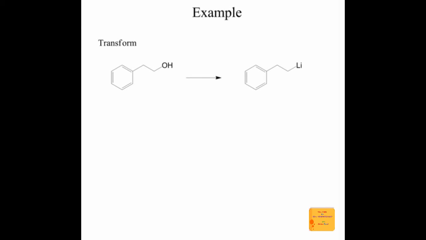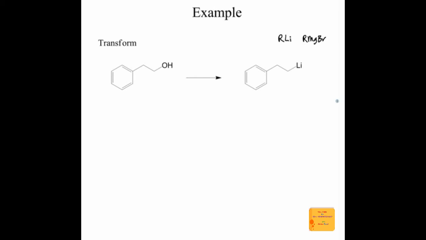Okay, let's see an example of a transformation. And this is not a transformation we've seen before, but it is a reaction of an alcohol. Let's see if we can figure out how to go about this to convert the alcohol to this. This looks like an organolithium. Remember we saw these structures, RLi. We have some carbon group with a lithium attached. And this is related to the Grignard reagents we've seen. This is an example of an organometallic.